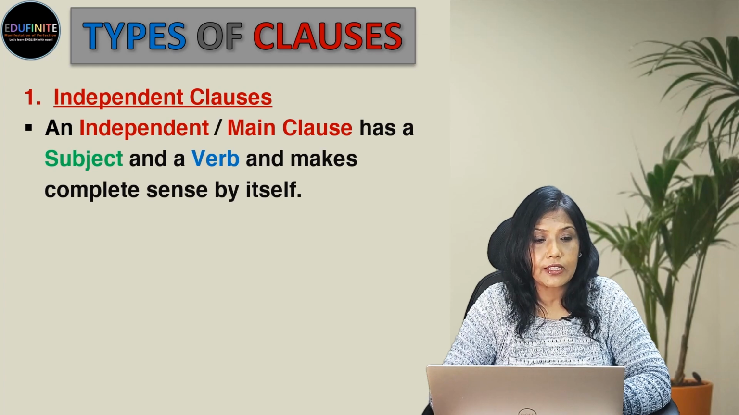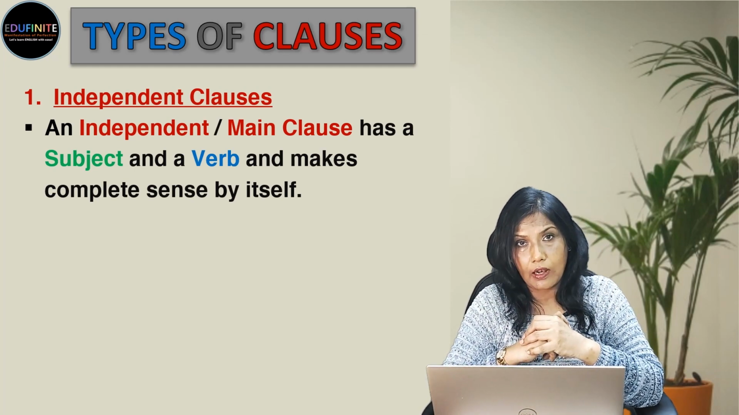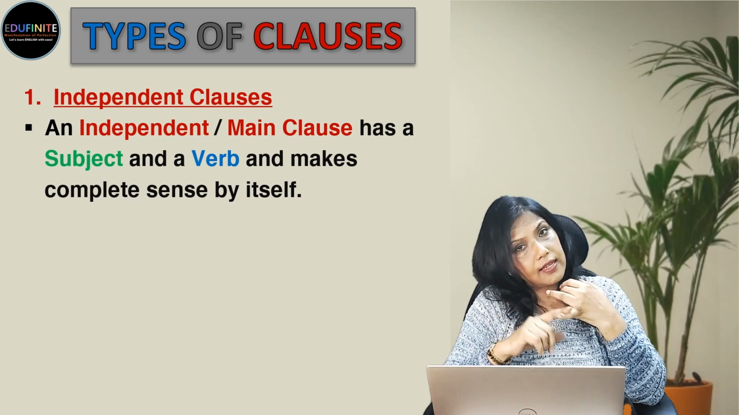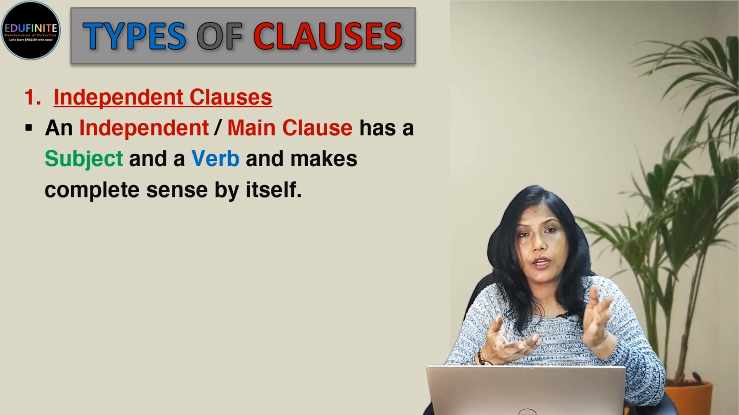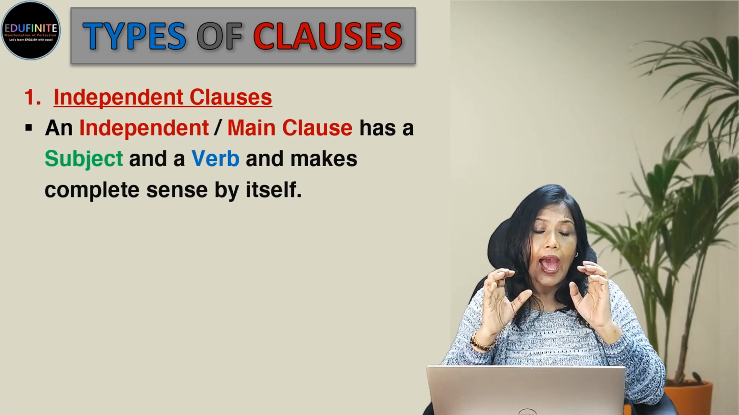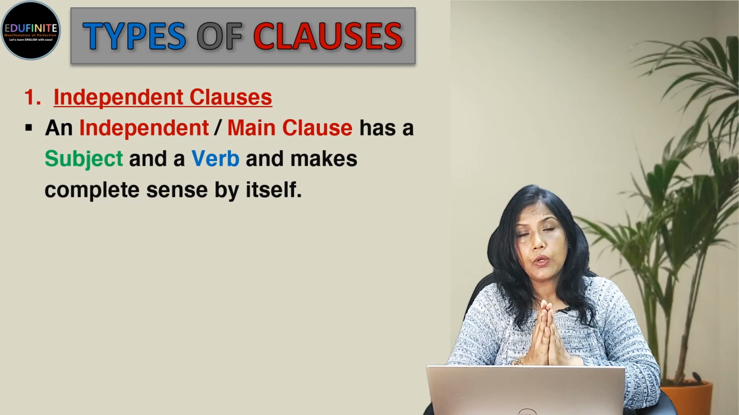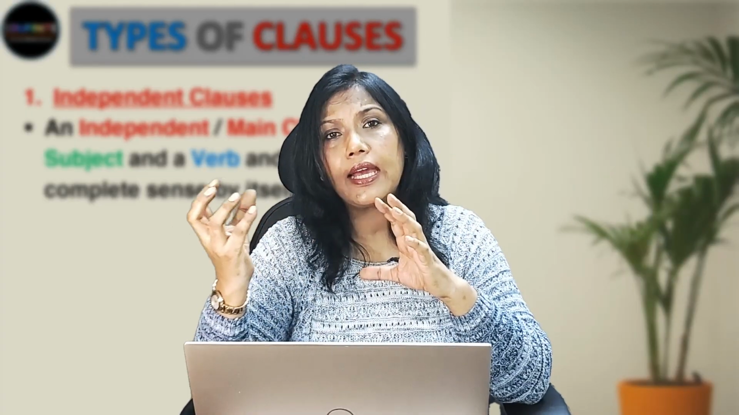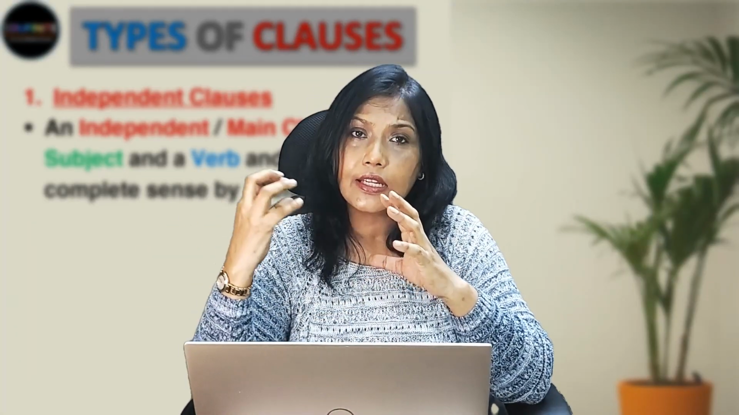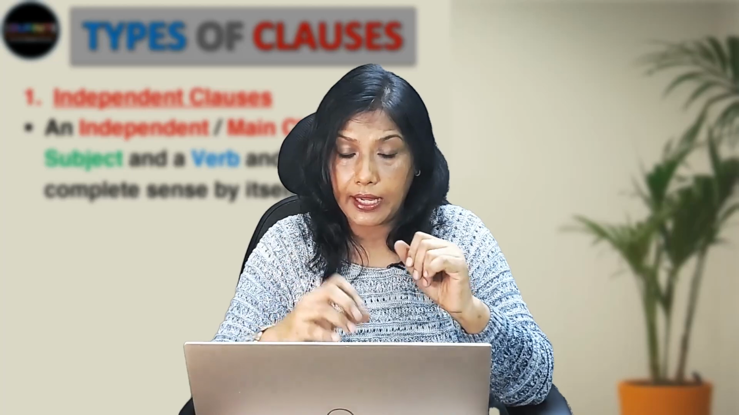Now, an independent clause is also known as the main clause. It has a subject and a verb. Naturally, it's a clause, so it will have a subject and a verb and makes complete sense by itself. So, you don't need any additional words or any additional part to be attached to it. By itself, it will give you the complete meaning.